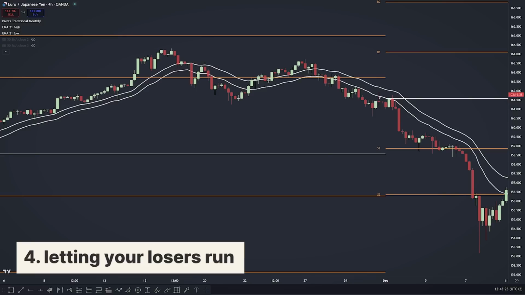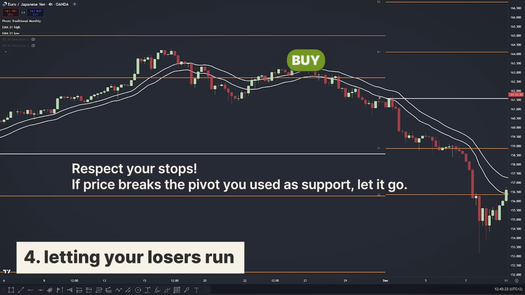Another problem, when swing trading, you'll have a tendency to let your losers run. I want you to respect your stops. If price breaks the pivot you used as support, let it go. The initial idea is invalid.